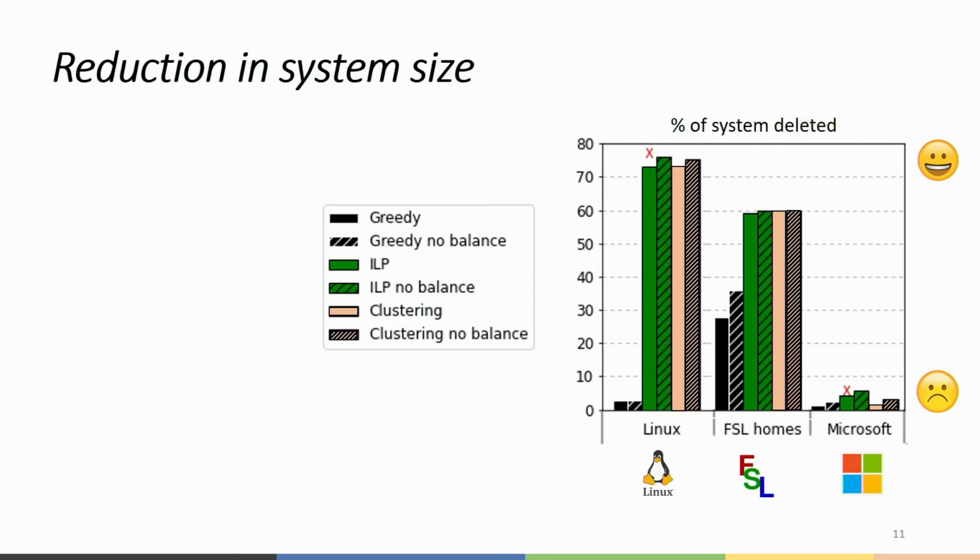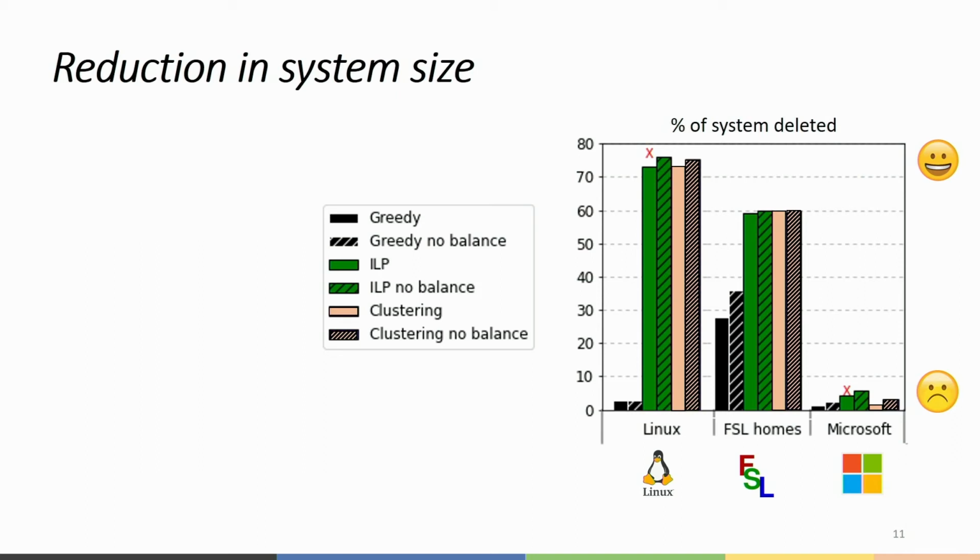So the most interesting thing is how much are we able to reduce the system size. We see on the x-axis here the different systems. The y-axis is the reduction in system size, just the percentage of the physical size of the system that we were able to delete. So higher is better. And we have bars for the 3 different schemes, but notice that we have 2 bars for each scheme.